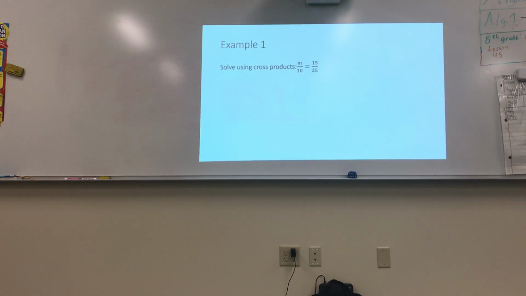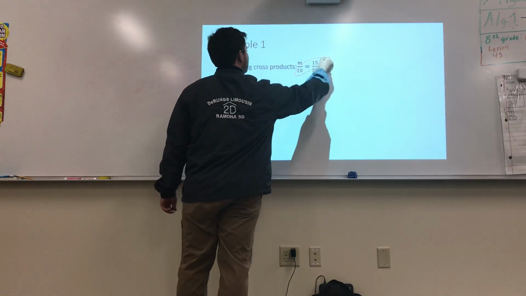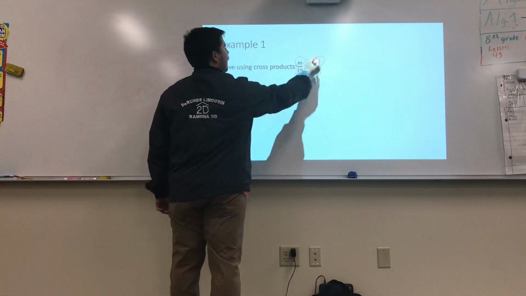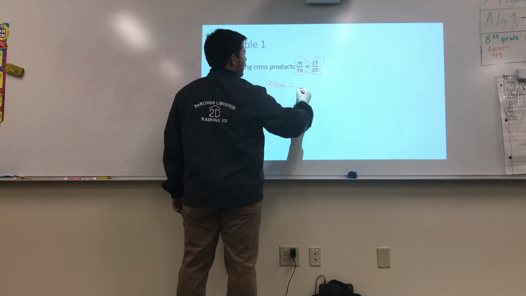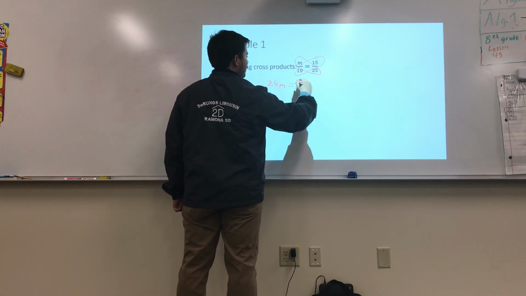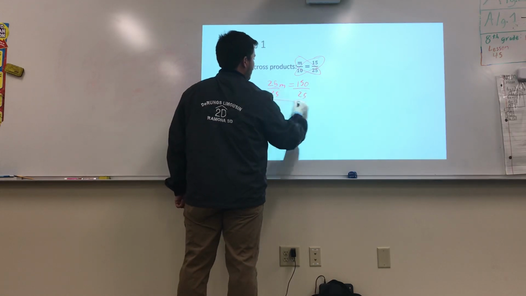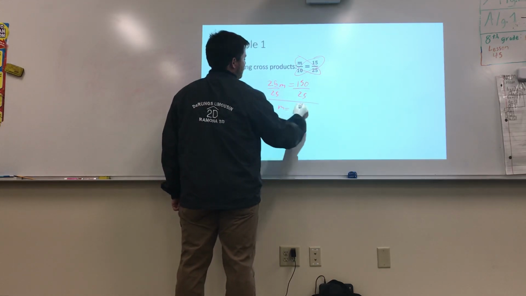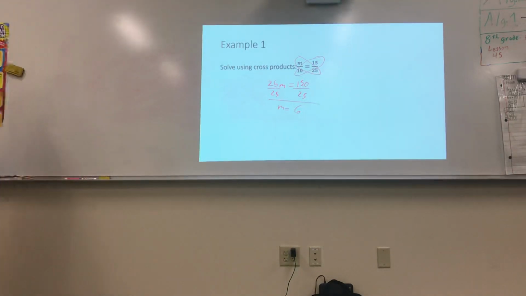Solving using cross products. So, you would cross multiply, which basically the way I always do it is circle across, circle across. I get m times 25, which is going to give me 25m, equals 15 times 10, which is 150. Then you divide by 25, divide by 25, m equals 6. That would be the answer for that one.